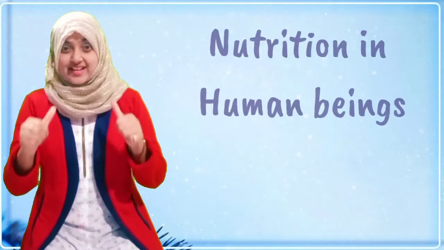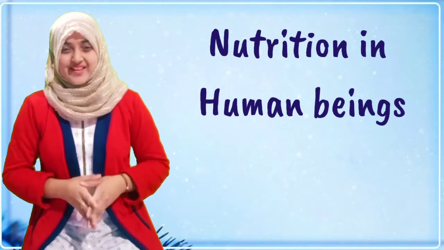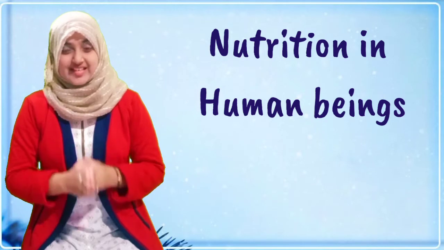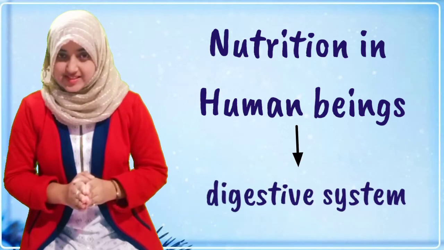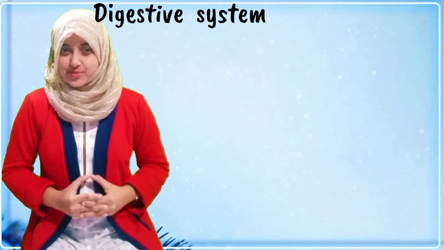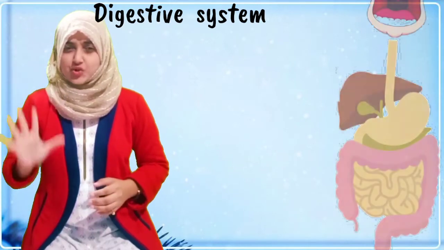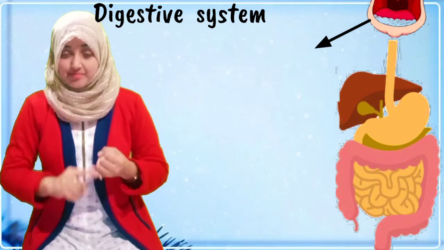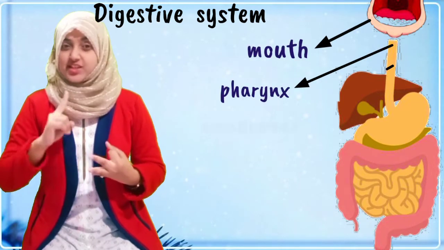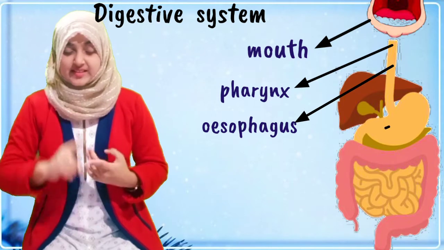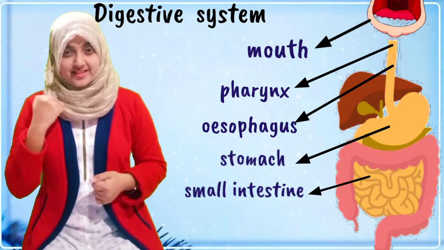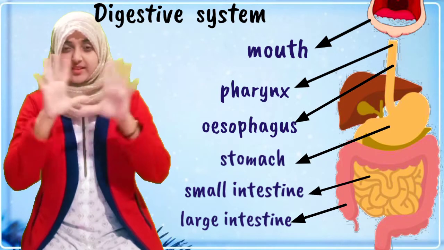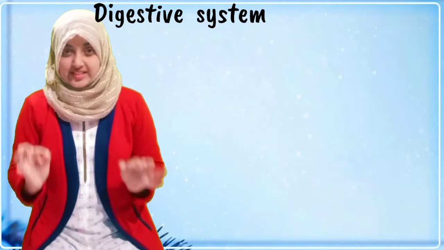The next part is quite interesting. That is about the nutrition in multicellular organisms, that is, in we human beings. The nutrition in human beings takes place through the digestive system. The digestive system of humans includes various organs and glands such as the mouth, pharynx, esophagus or food pipe, the stomach, small intestine and large intestine. Together they form the alimentary canal.